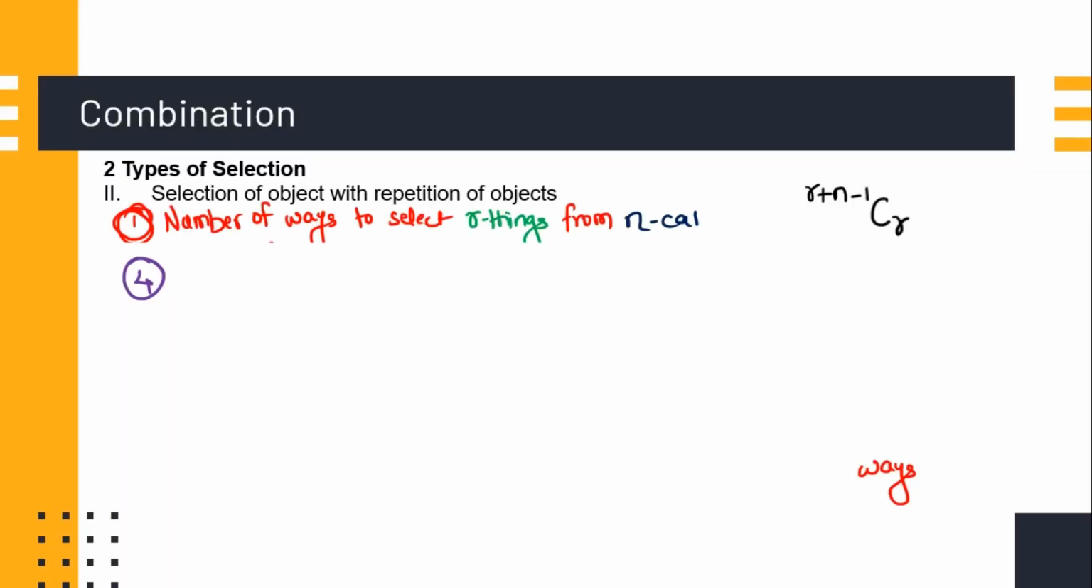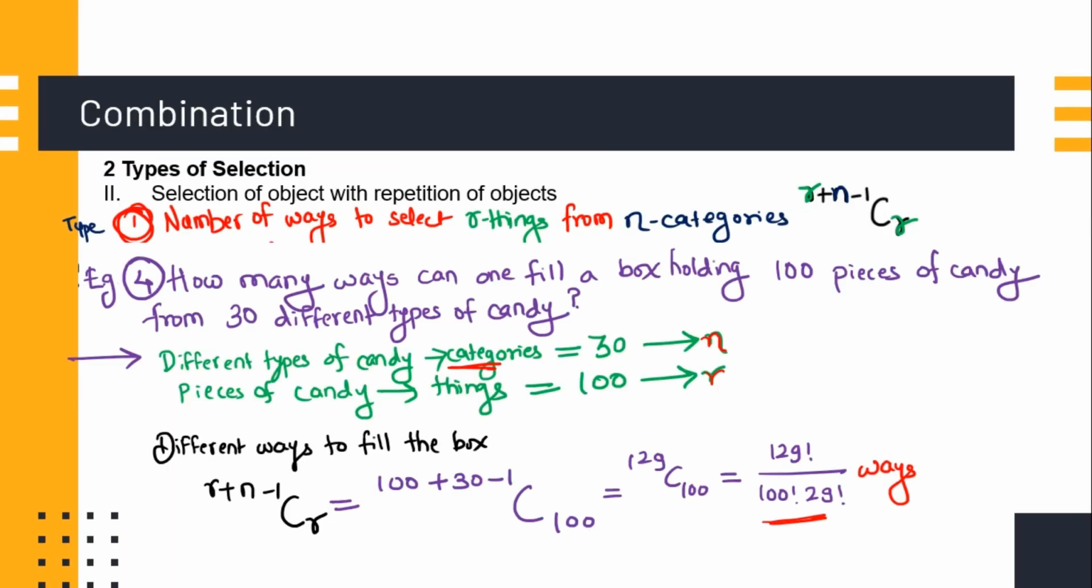Next example for the same category is, how many ways can one fill a box holding 100 pieces of candy from 30 different types of candy? Here the number of different types of candy is 30, so 30 is my value of n, and we have a box with 100 pieces of candy, so the value of r is 100. So we just have to put the values in the r plus n minus 1 C r formula.